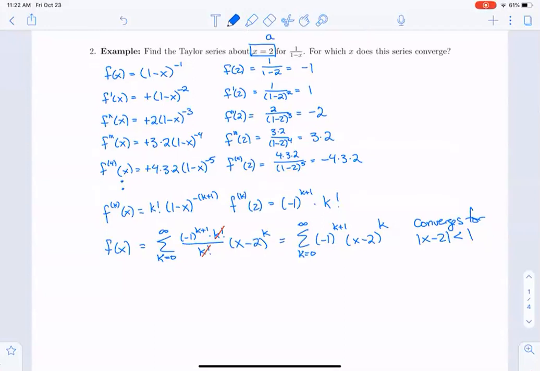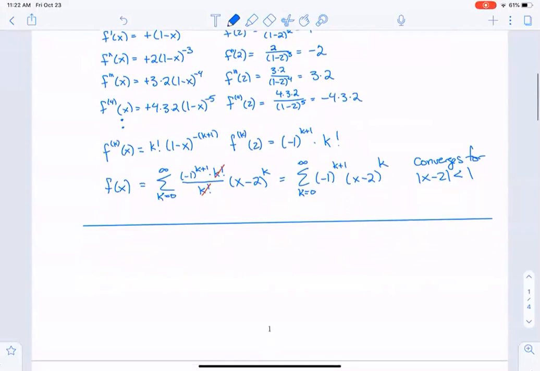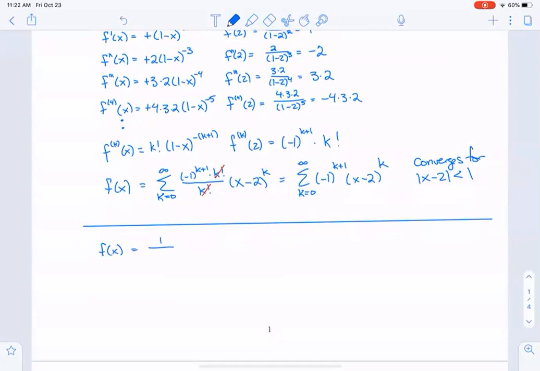Now, it turns out that we could have gotten this series another way, because it does look like a geometric series. And I want you to see that because then you'll see how the answers are the same. So f of x is 1 over 1 minus x. That's the same thing as -1 over x minus 1. Seems silly to do that, but you'll see in a moment why. This is -1 over x minus 2 plus 1. So -2 plus 1 is -1. So that's another way to write it.